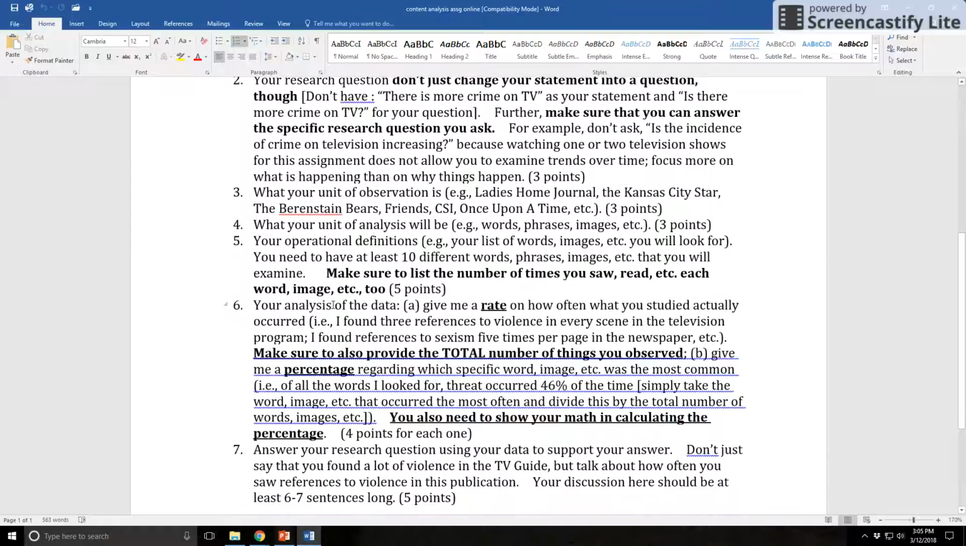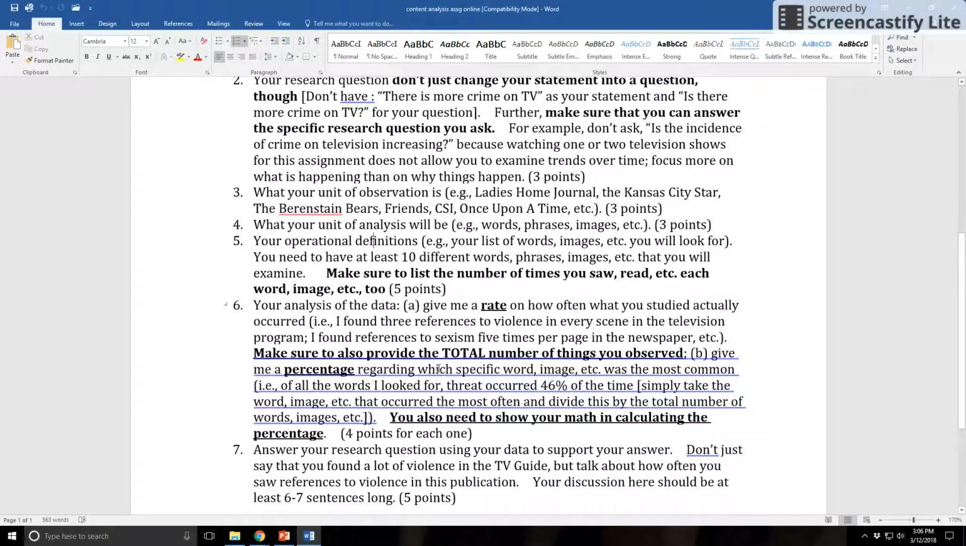Number 6, you will analyze the data 2 different ways. First is a rate. So if I watch a half-hour long show, forget the commercials, let's just call it half hour. Okay, if I watch a half-hour long show and I see 15 instances of all the things I'm looking for, if I add them all up, and I see 15 instances of violence on TV, I could say I saw 1 instance of violence every 2 minutes, because if I have a 30-minute show and I saw 15 things, that's 1 every 2 minutes. If I'm watching a 30-minute show and I see 60 different instances of violence, then that's 2 per minute, right? That's your rate.